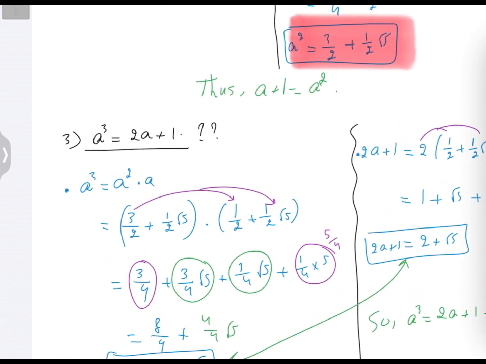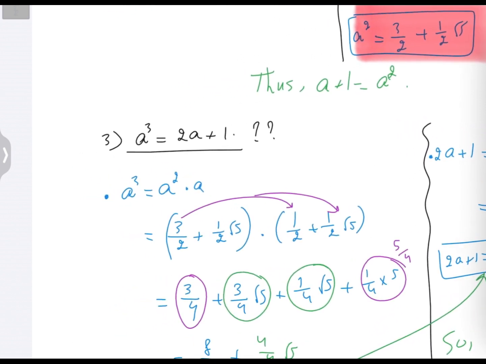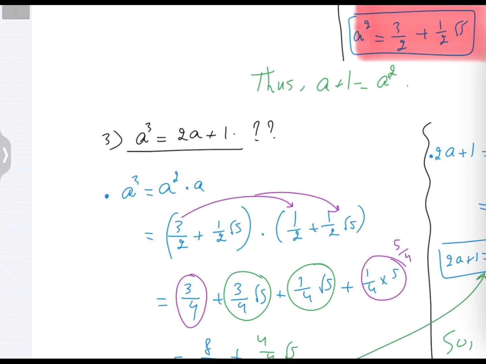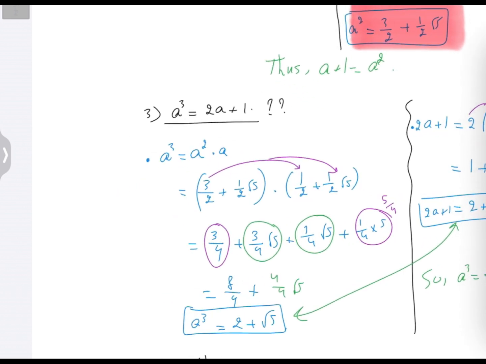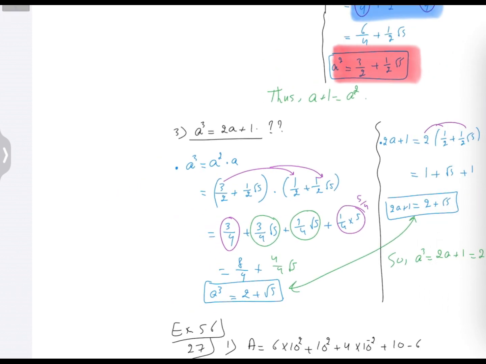Part 3, verify that a cube equal to 2a plus 1. Let's start with a cube. We can see that a cube is a squared times a. A squared, we have it from the previous part. It's 3 over 2 plus half radical 5. A, also from part 1, it's half plus half radical 5. Expanded, you will get the final answer 2 plus radical 5.